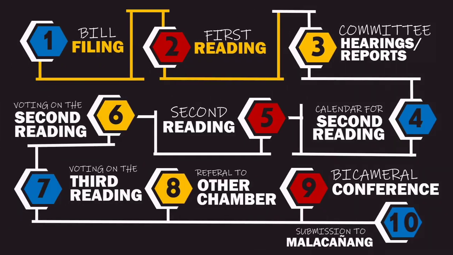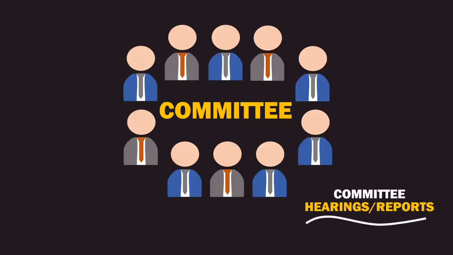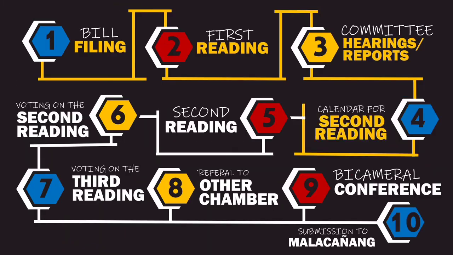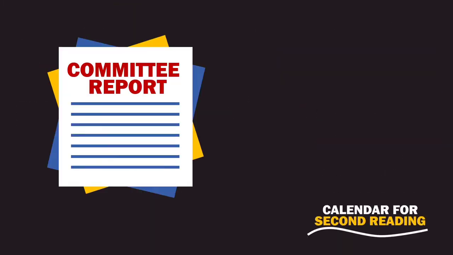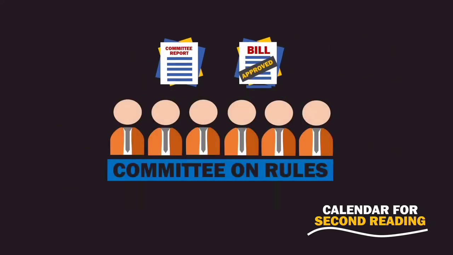Step 3. Committee hearings and reports. The committee conducts hearings and consultation meetings. The committee members are experts in all sorts of different fields. They are tasked to review, research, and revise the bill. They can also invite experts and resource speakers. Step 4. Calendar for second reading. The committee report with its approved bill version is submitted to the Committee on Rules for calendaring for second reading.